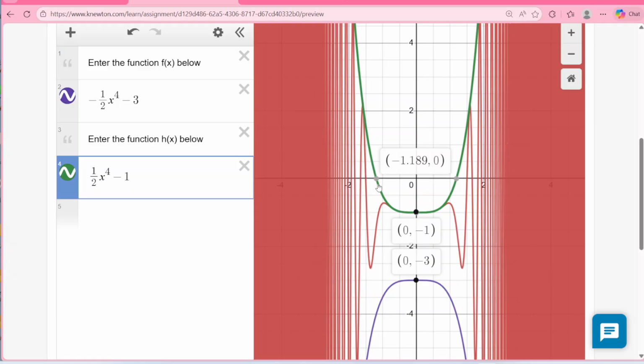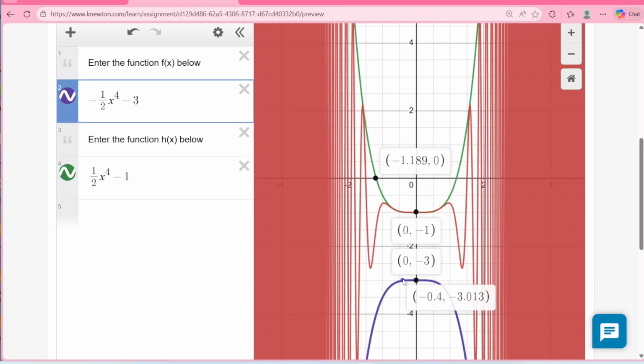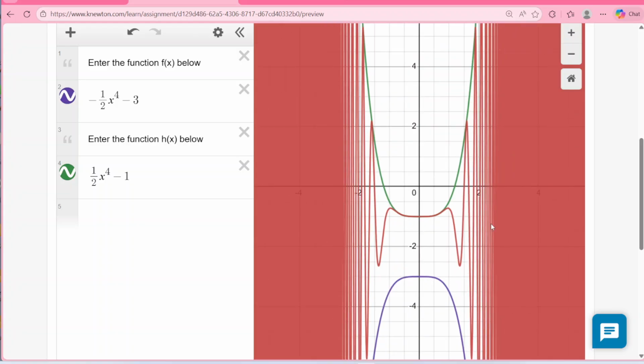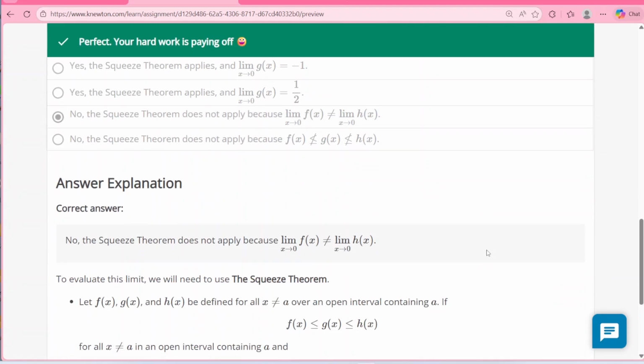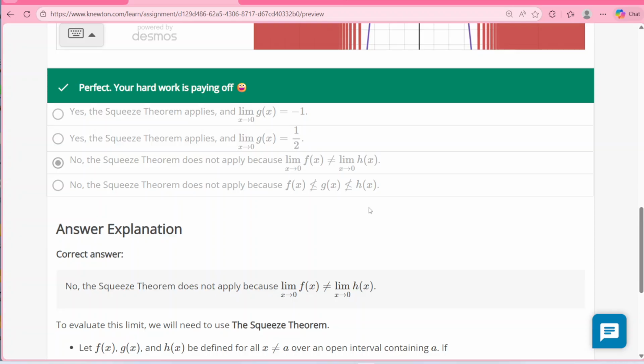See, that does not happen here, right? The higher function is approaching -1 at 0. The lower function is approaching -3 at 0. So I can't apply the squeeze theorem here, right? The squeeze theorem does not apply because the limit of the lower function is not the same as the limit of the higher. Okay, so again, I paid a little more attention there.